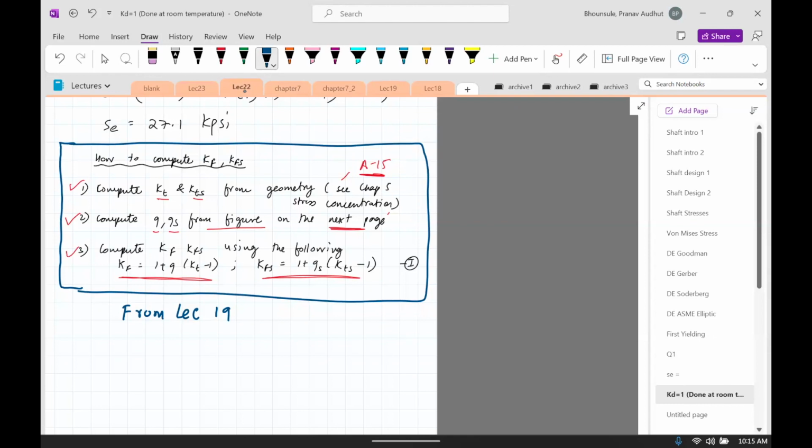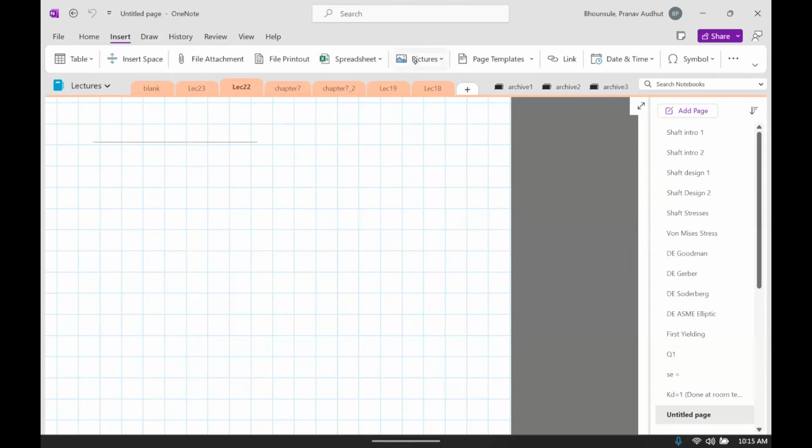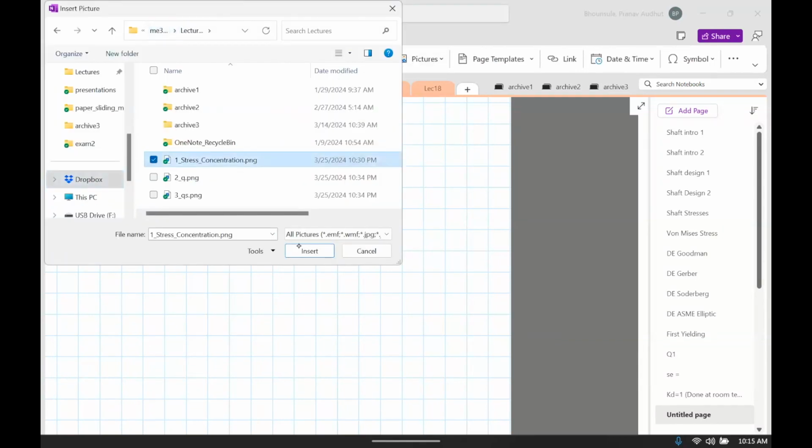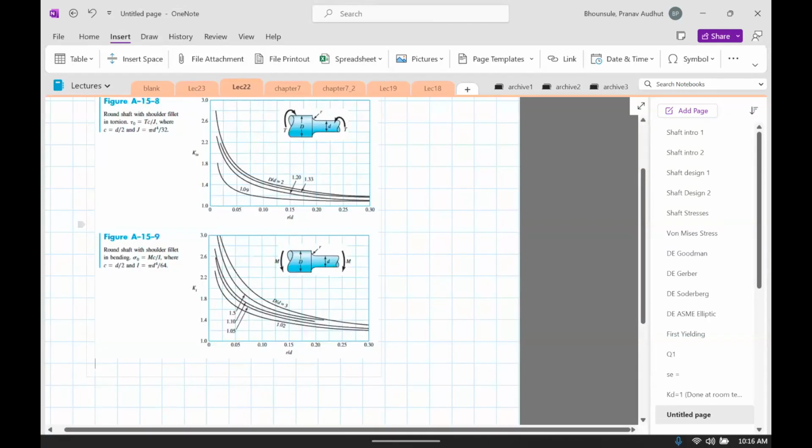Okay, so let's use this method to compute Kfs. First thing is compute Kt, Kts from geometry. For that, we need to see A15. A15 is a table in the appendix. What I did here was I basically picked that up from the book. I'm just going to paste it here. Let me insert stress concentration. This geometry looks exactly like the geometry in the problem, so this is the one we need to use.